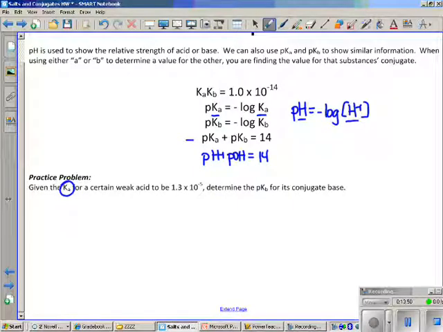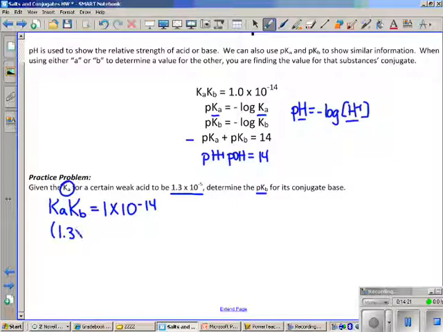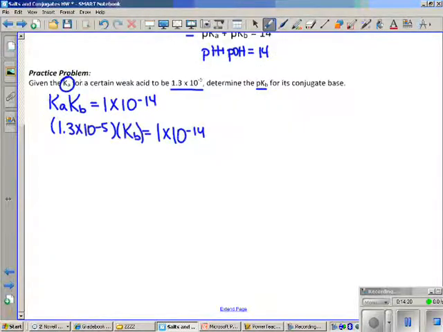So this first problem says, given the Ka for a certain weak acid to be 1.3 times 10 to the negative fifth, determine the pKb for its conjugate base. Now there are a number of ways to do a lot of these problems, as we saw in class today. I don't really mind which way you do it, as long as you do it in an acceptable way. What I'm going to do is start with the equation that Ka times Kb equals 1 times 10 to the negative 14th. And I'm going to get the Kb value so that I can then go and find the pKb. So my Ka was 1.3 times 10 to the negative fifth times Kb equals 1 times 10 to the negative 14th.